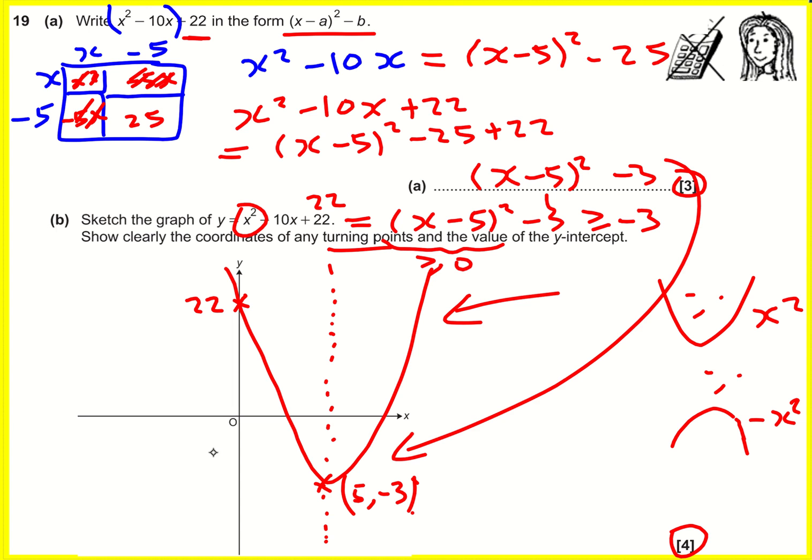But anyway, that's how we can do a sketch of a quadratic using completing the square to give us the turning point and get the y-intercept, and we can remember the general shape.